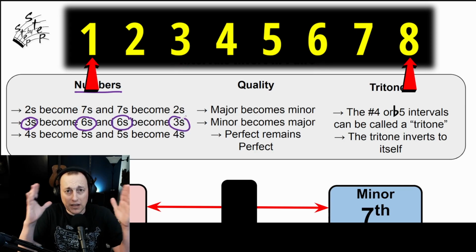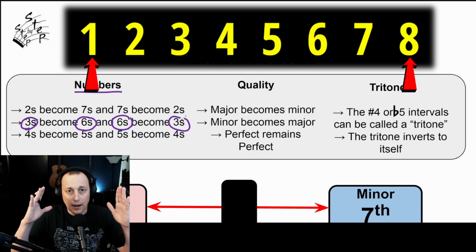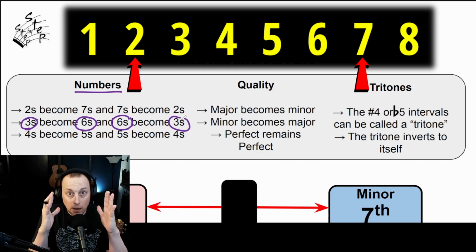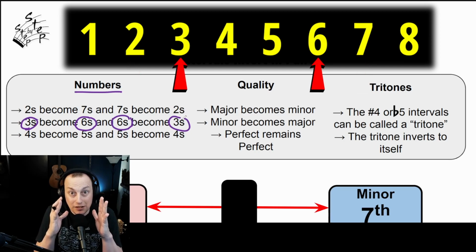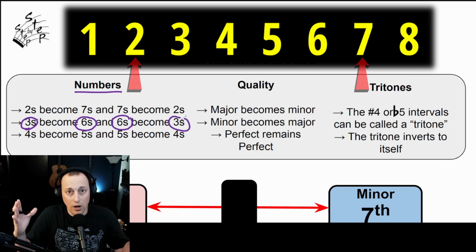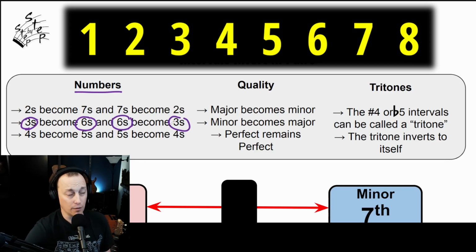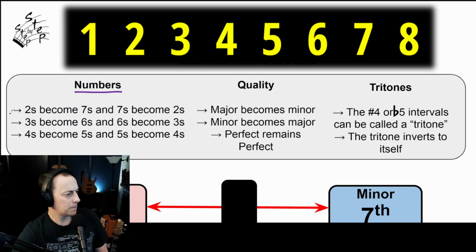We have 1s and 8s, right? Which, of course, an octave inverts into itself. It's still an octave. But then you have 2s and 7s. You have 3s and 6s, right? We're closing in there. We're just taking these numbers and taking from either side of the 1 and the 8 and bringing them in. And those are our inversion pairs. That was quite a sentence to get out. So 3s and 6s are a pair.